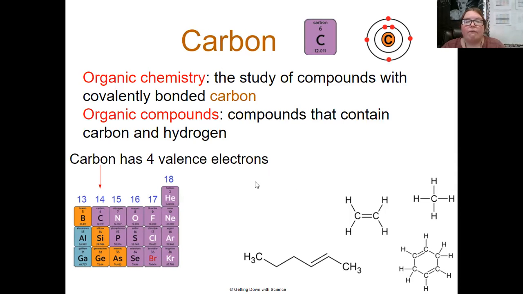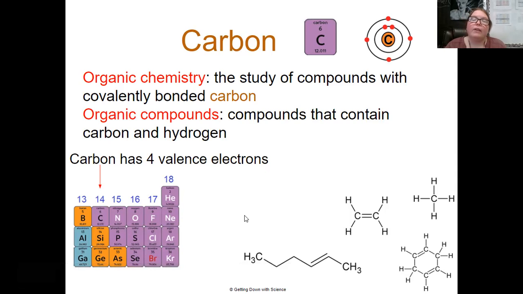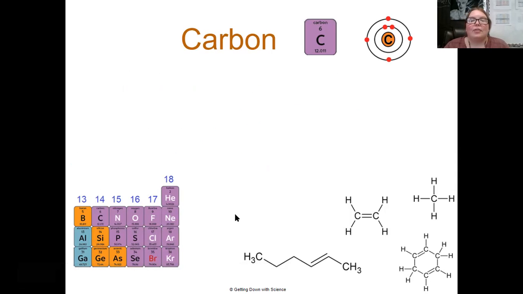So carbon has 4 valence electrons. We see it over here at number 6. And no, I don't have my fun iPad to circle everything today because it doesn't work at the school. So carbon, 4 valence electrons.